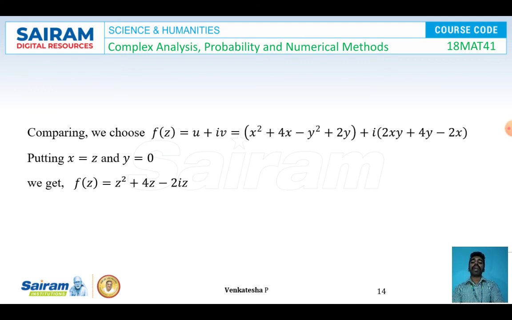Once we have the value of v, and u we already have, I am going to use this equation: f(z) is equal to u plus iv. Replacing u as x² plus 4x minus y² plus 2y, plus i times v, which is 2xy plus 4y minus 2x. I'm putting x is equal to z and y is equal to 0 here. So this will become z² plus 4z minus 0 plus 0, plus i times (0 plus 0 minus 2z). So I got the expression f(z) is equal to z² plus 4z minus 2iz.